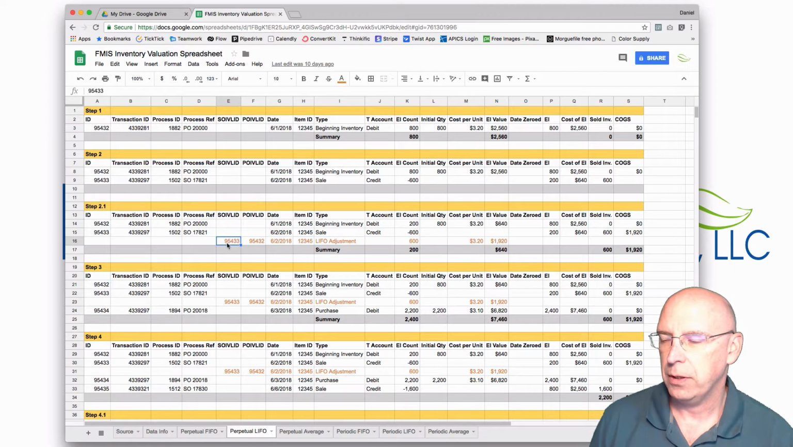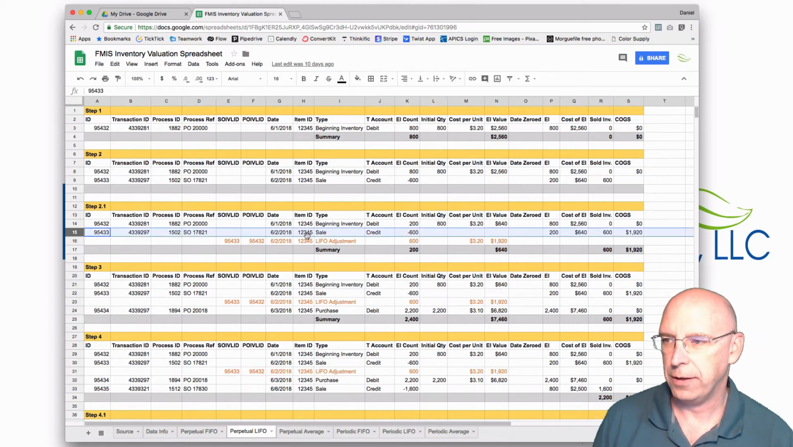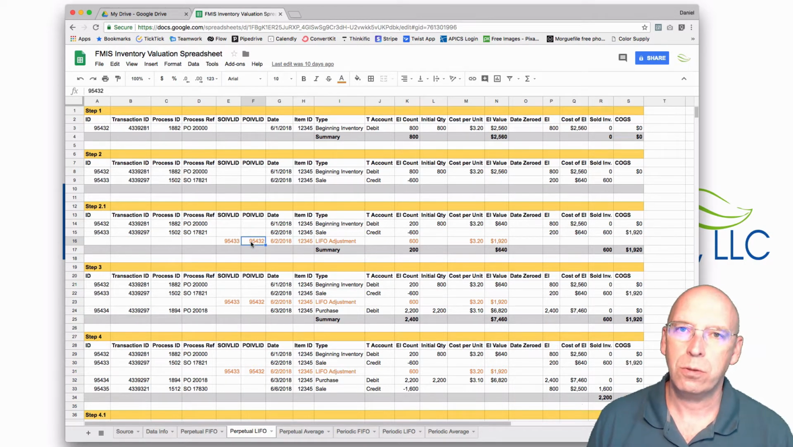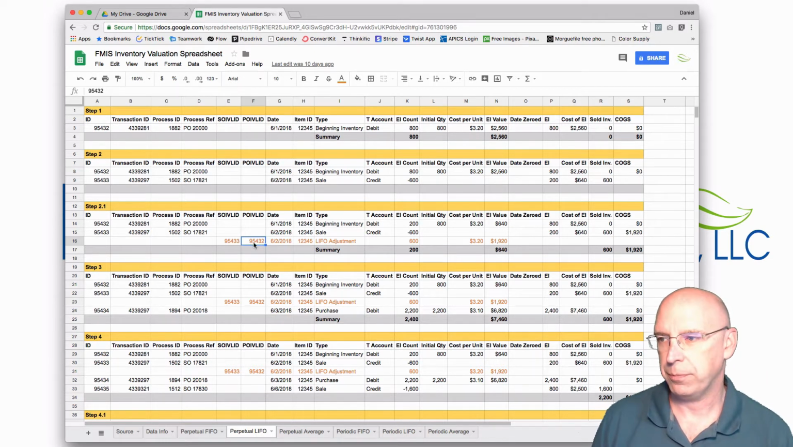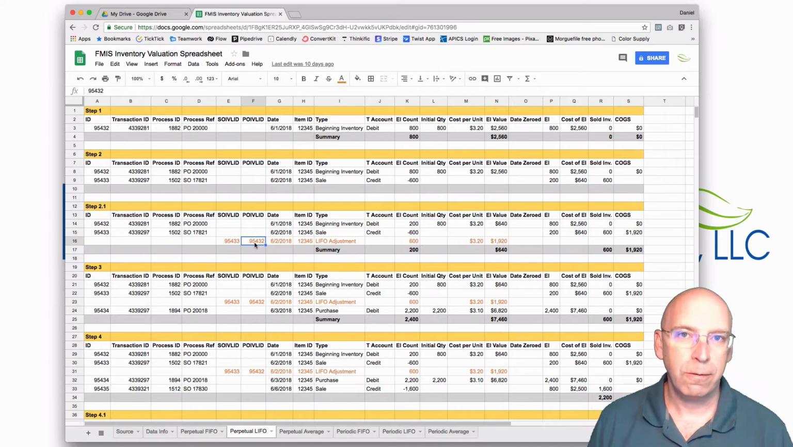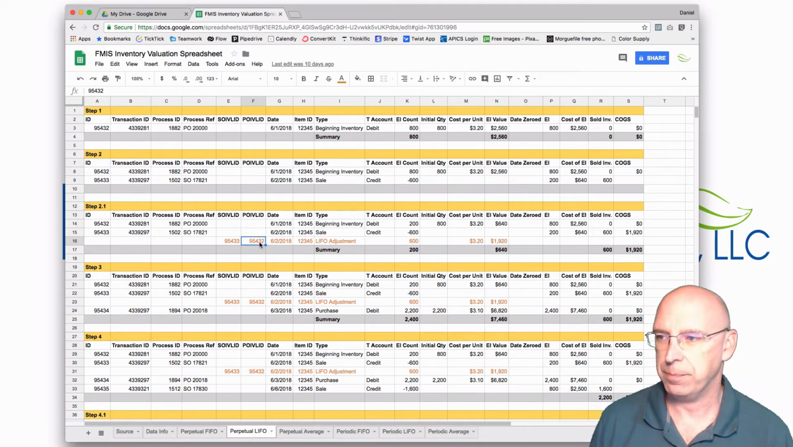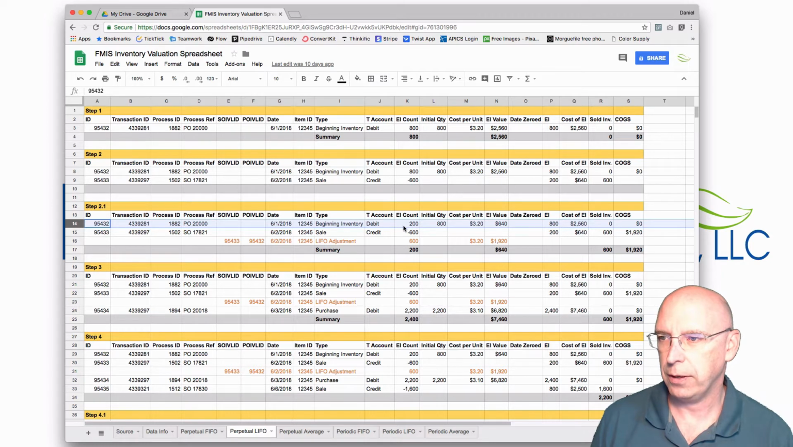This first column here, sales order item valuation log ID, tells us that we're working on this sale, and we want to take items out of the most recent purchase. That's last in, first out. At this point, the last purchase and the first purchase are one and the same. So our perpetual FIFO and our perpetual LIFO at this point are exactly the same. Here's the source from which we will take out our 600. We have that 800. That's going to leave us with a balance of 200.